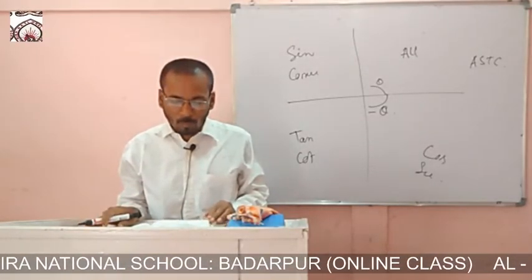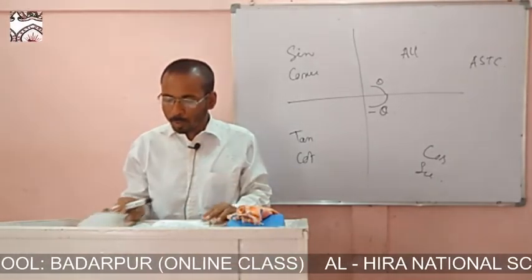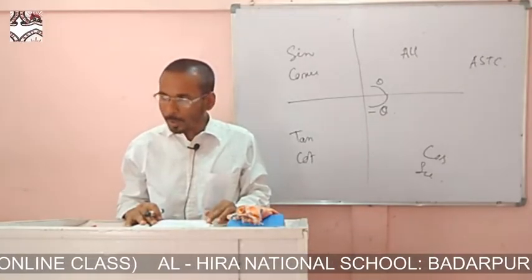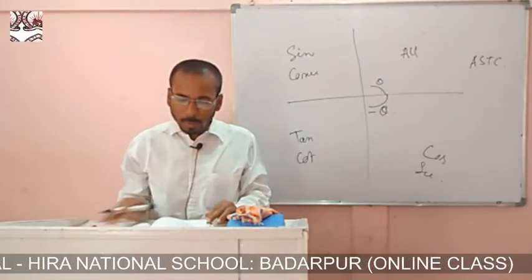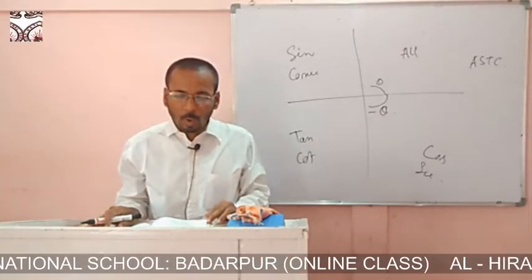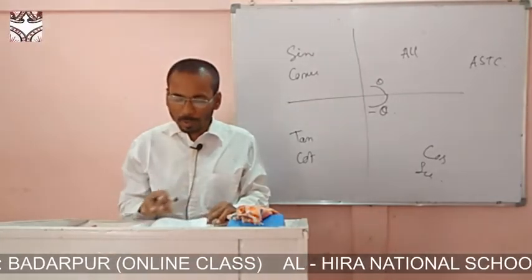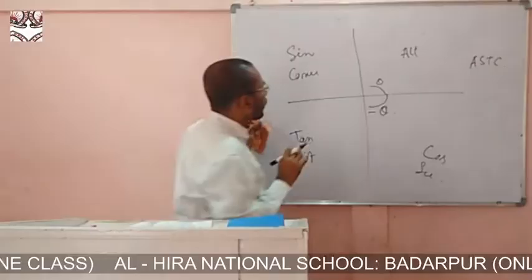Number 5 is trigonometric ratios of 180 plus theta. Number 6 is trigonometric ratios of 270 minus theta, number 7 is trigonometric ratios of 270 plus theta, and number 8 is trigonometric ratio of 360 minus theta. Number 9 is trigonometric ratio of 360 plus theta. Like this, in page number 258.